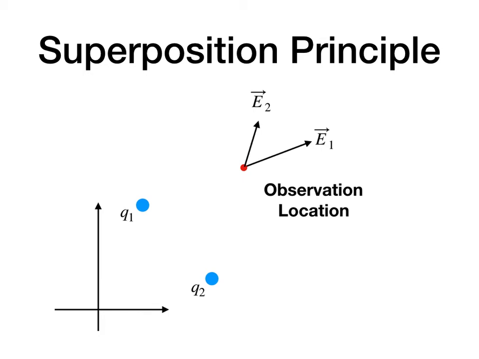Well, what you do is you find the electric field due to charge 1, and I call that E1. I find the electric field due to charge 2. I call that E2. And then the superposition principle says that the total electric field at that point is equal to the vector sum of E1 and E2. So I can find the individual electric fields, which isn't terribly difficult, and then just add the two electric fields together to get the total.